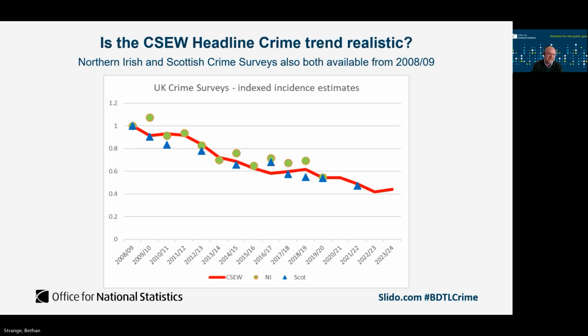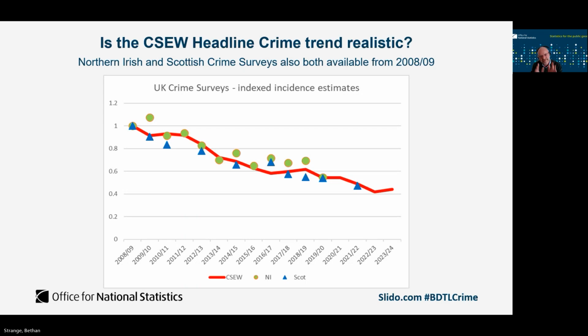And I've put this into an index. So that first year's data I'm calling 1, and then I'm tracking change. To what degree has the level of crime changed in those three surveys over time? And what you actually see is a very close track for countries that are culturally, socially, and indeed in their legal, lawful jurisdictions very similar to us, the types of crimes that we're measuring very similar indeed, and it tracks almost exactly the results that we get from England and Wales.